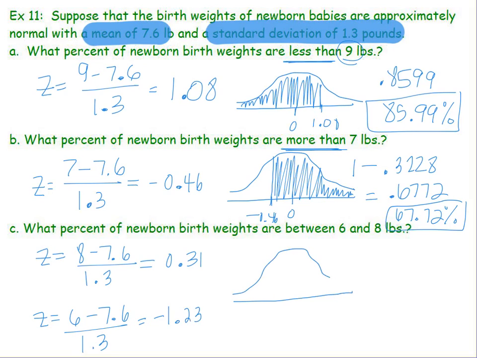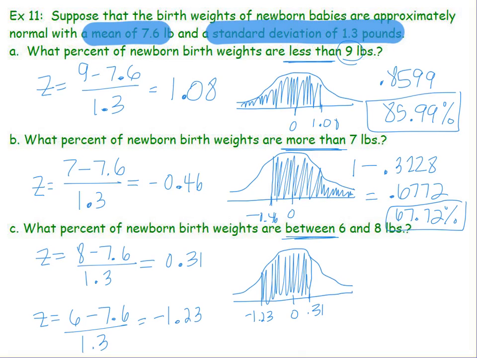So what does this look like on the picture, and how do we solve it? Zero's in the middle. The 0.31 is over here to the right. Negative 1.23 is to the left. But if you look at the keyword, we want to know between them. So what is the trick on a between problem? It's very simple. Look up both numbers on your blue sheet and take the higher minus the lower.